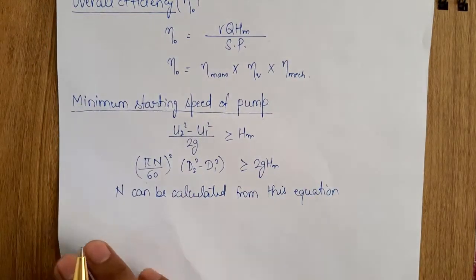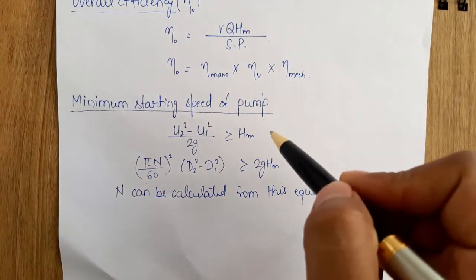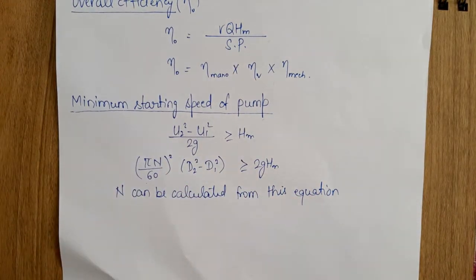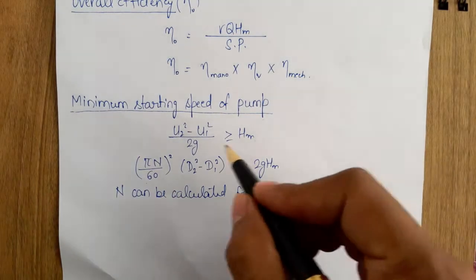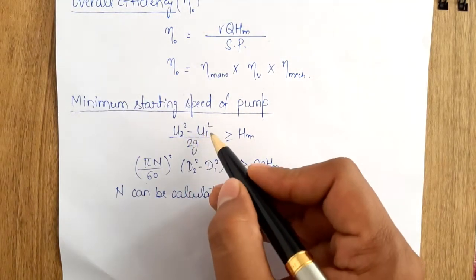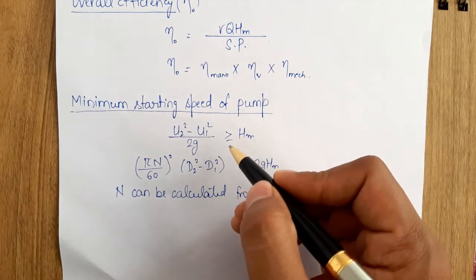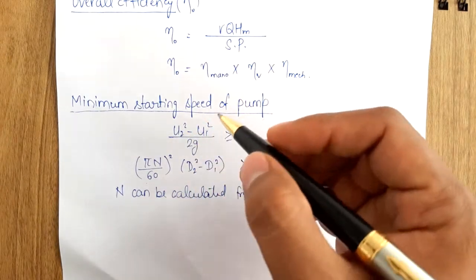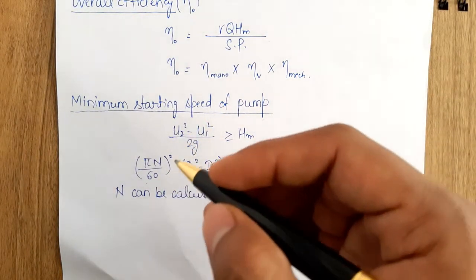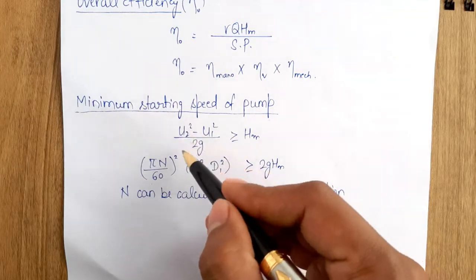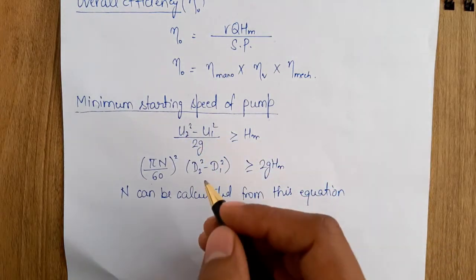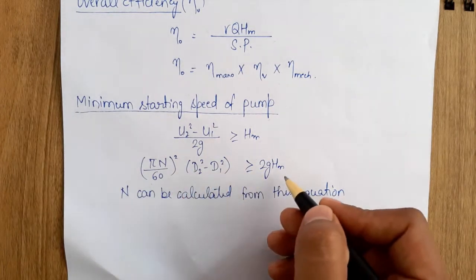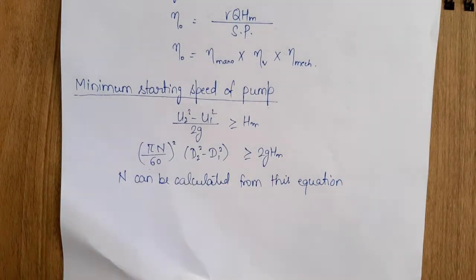Now the minimum starting speed of the pump is a very important topic, and it is basically asked in various examinations. The starting speed N can be calculated from U2 square minus U1 square upon 2g, which has to be more than the manometric head. This can be determined if we put the formula for U, that is root 2gH, in terms of D2 and D1: (pi N upon 60) whole square, D2 square minus D1 square, is more than root 2g Hm, and N can be calculated from this equation.